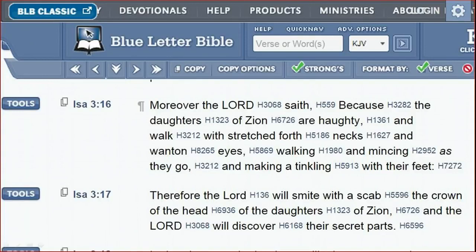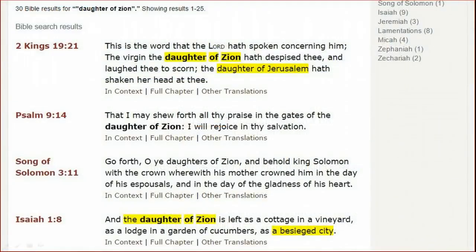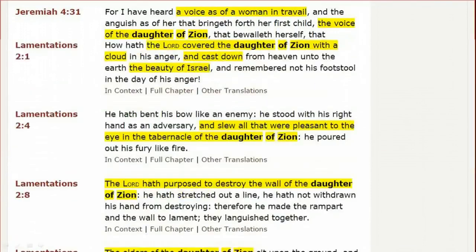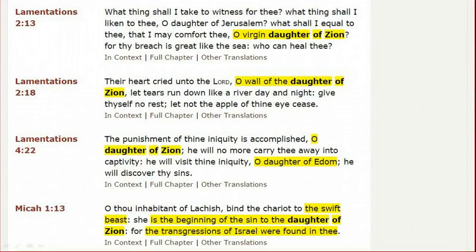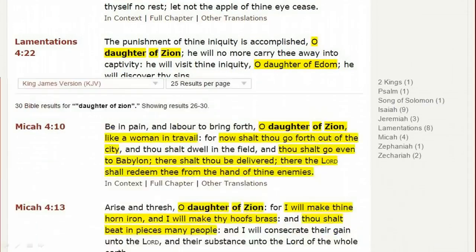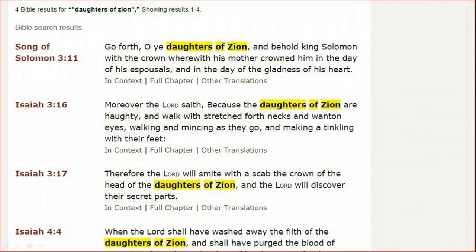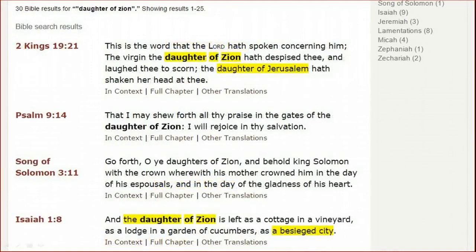The King James translation says, "Moreover, the Lord said, because the daughters of Zion are haughty and walk with stretched forth necks and wanton eyes, walking and mincing as they go and making a tinkling with their feet." But the phrase "daughter of Zion" is a code throughout the text. It's mentioned in 31 scriptures in the Bible, and in 27 of those 31 scriptures, it's translated as the daughter of Zion, singular. So there are only 4 scriptures in the Bible that translate the phrase as daughters of Zion, plural, and 3 of those 4 are in the book of Isaiah.